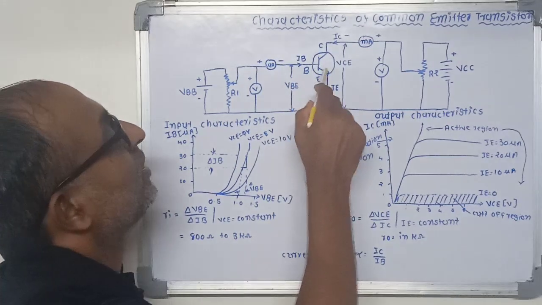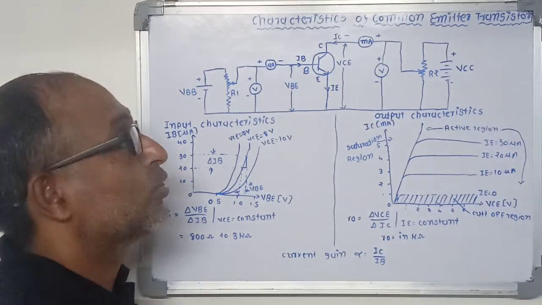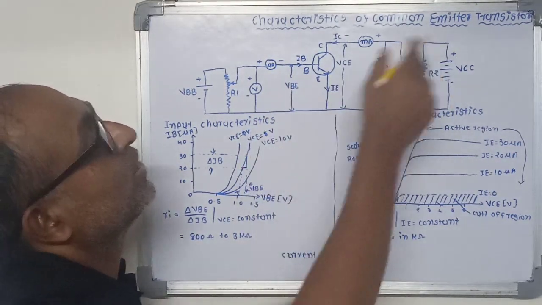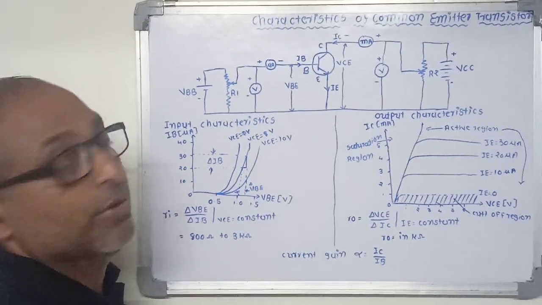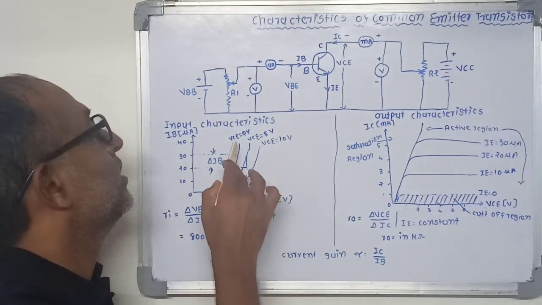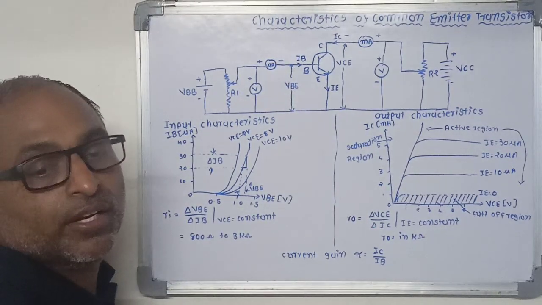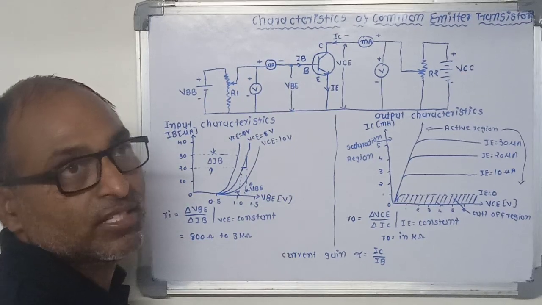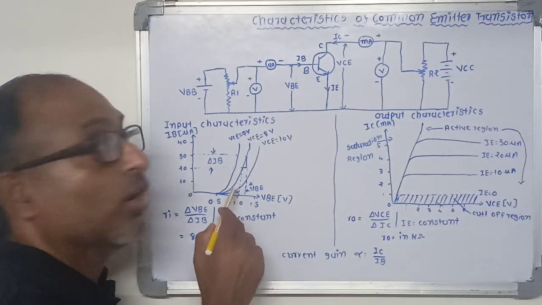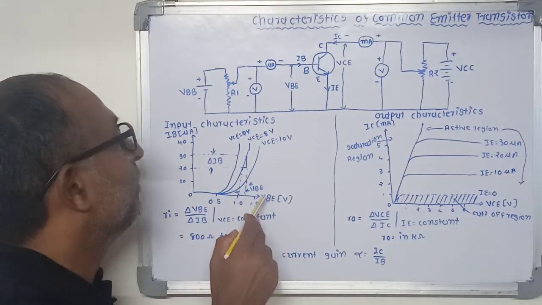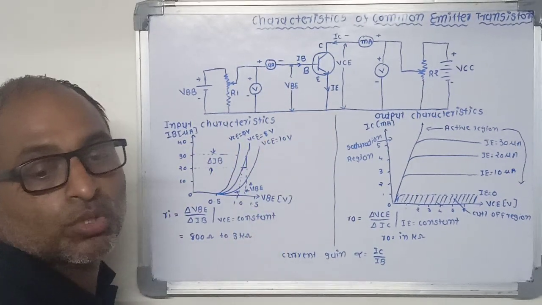So now this base emitter junction acts as a normal PN junction diode. So the input characteristics of the transistor are similar to the characteristics of a normal PN junction diode. The cutoff voltage for silicon is 0.7 and for germanium 0.3. In our case we are taking a silicon transistor. So after this 0.7 volt, a very small increase in VBE will rapidly increase the base current. So it is most important.